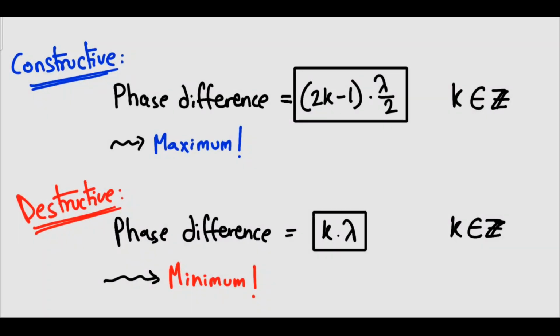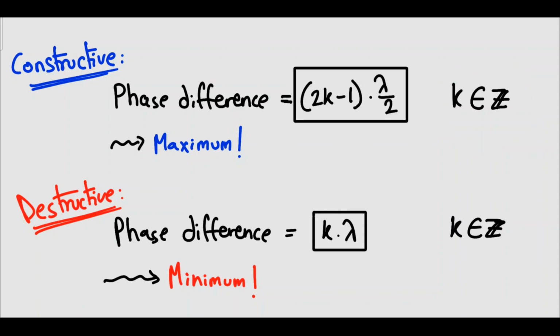If we come back to the tablet again, we saw in the pattern that we noticed in the animations that for constructive interference, we always need a phase difference of (2k minus 1) times half of the wavelength, whereby k belongs to the set of integers, so basically an integer.